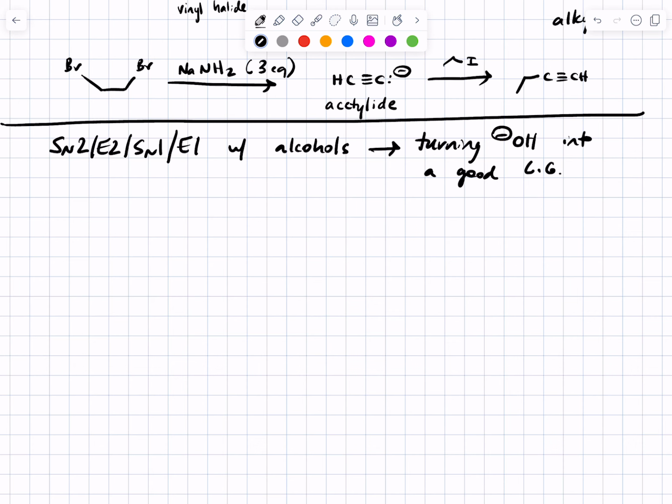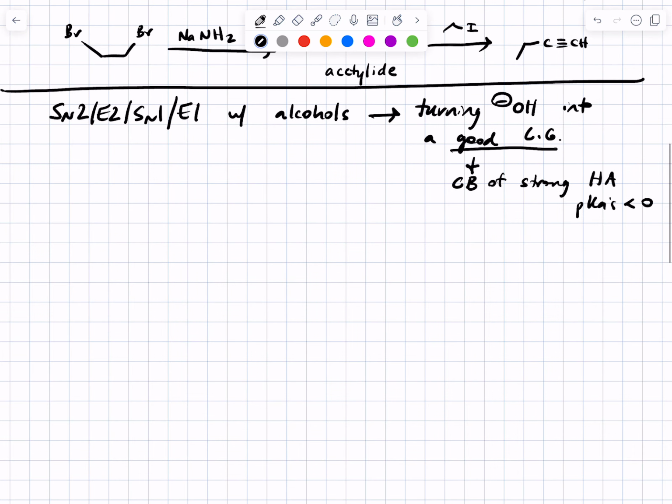And again, just to remind you what makes a good leaving group good, a good leaving group is the conjugate base of a strong acid, and that means acids whose pKa's are sort of less than 0. So water's a good leaving group, halides are good leaving groups, OH minus is a terrible, horrible, no good, very bad leaving group. And so we have to have a way to avoid that. So there are many strategies, and we'll talk about them.